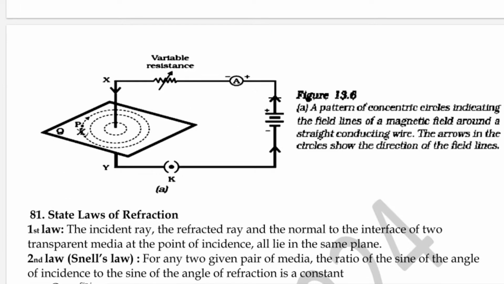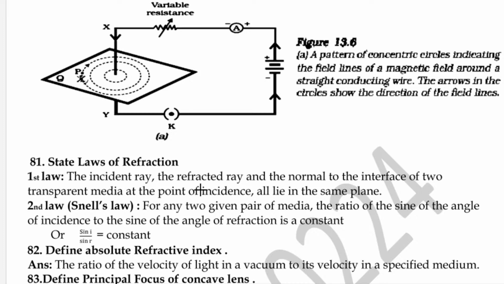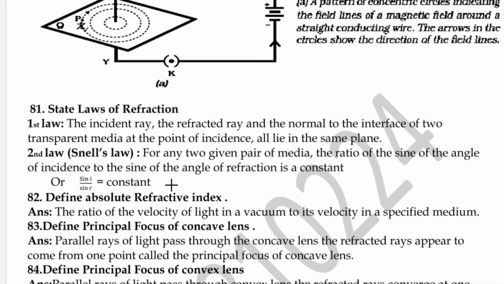One more diagram, important for the examination, a pattern of concentric circles indicating the field lines of a magnetic field around a straight conducting wire. The arrows in the circle show the direction of the field lines. This figure or this diagram is also important for the examination. Let us move to the next question.